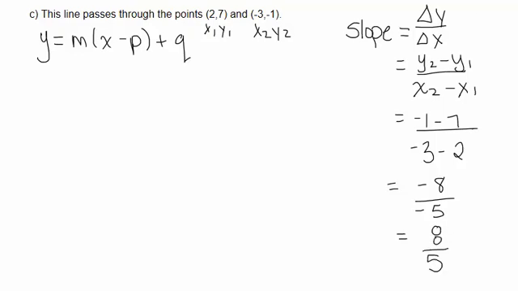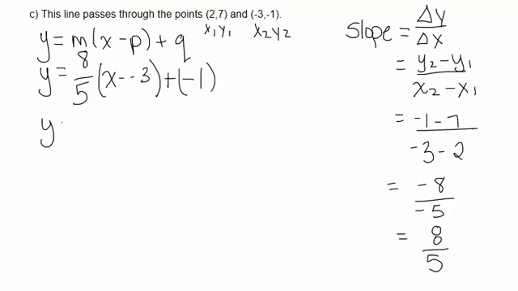So now let's plug that value that we just found for the slope into this equation, as well as any of the two points. I'm going to pick the x2 and the y2 for my point. So negative 3 is going to be my p, and my q is going to be negative 1. Now let's simplify this a bit. So we get 8 over 5 bracket x plus 3, minus 1. Now we need to distribute the slope inside the brackets.